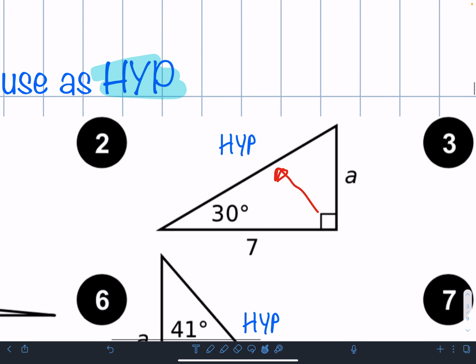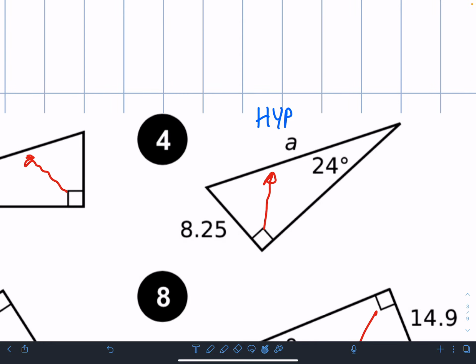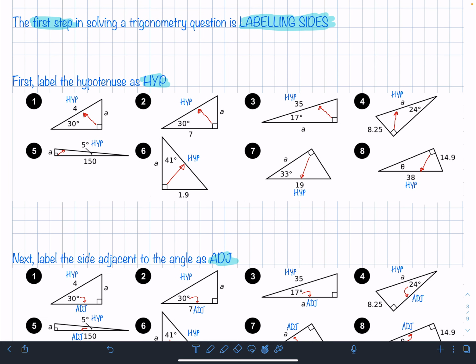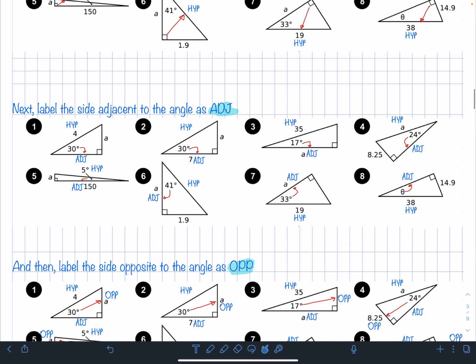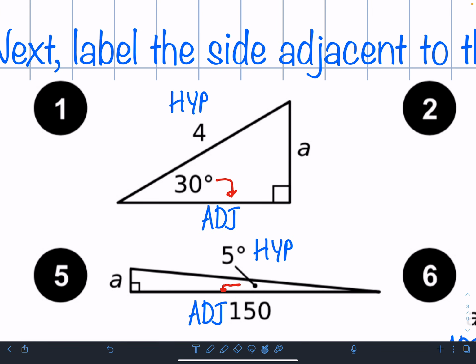Number 2, we're not given the length of the hypotenuse, but you still label it. Number 3, it's 35. Number 4, it's A, and so on. So that's our first step in solving a trigonometry question. We label the sides and we actually label the hypotenuse. Next, after we've labelled the hypotenuse, we need to label the side that's adjacent to the angle. And so the side next to, or adjacent to, the angle in question 1 is, I've labelled it ADJ, adjacent, shown with the little red arrow there.